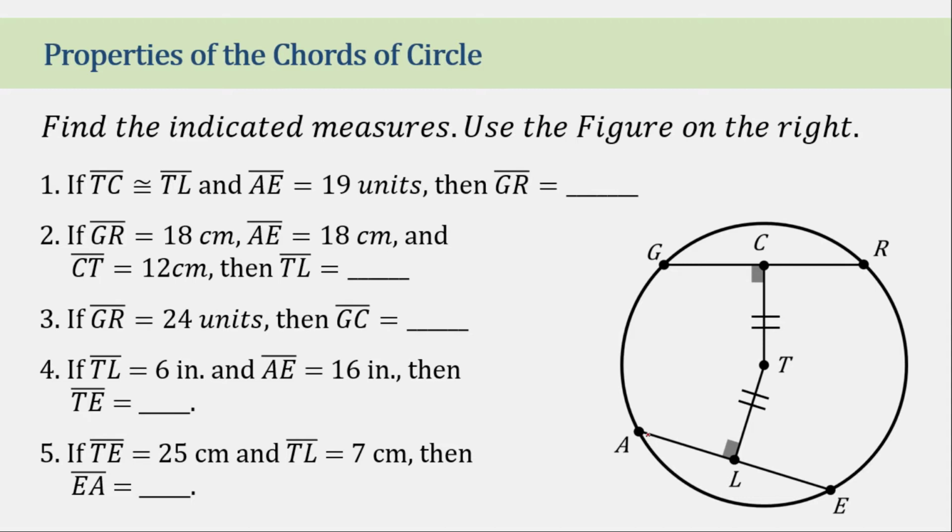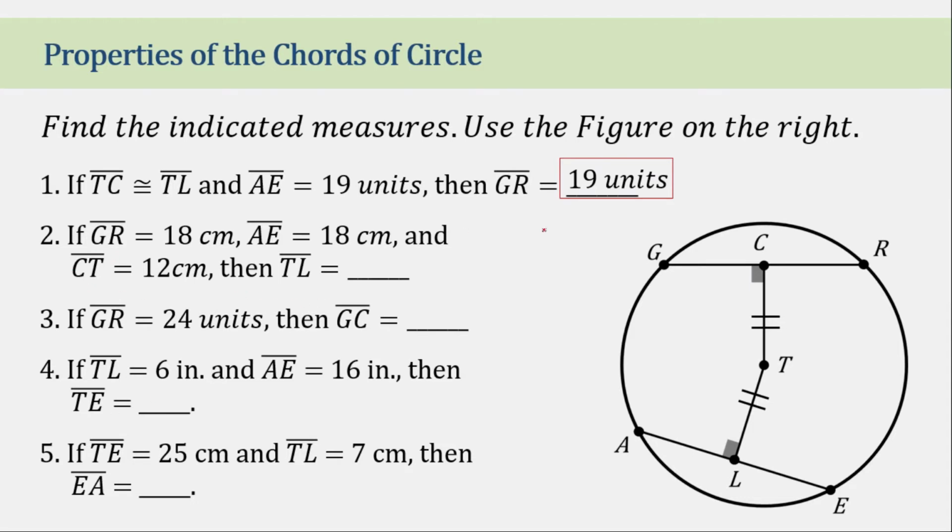Now AE. Chord AE is 19, therefore chord GR is also 19. The reason is these two chords have the same distance from the center.